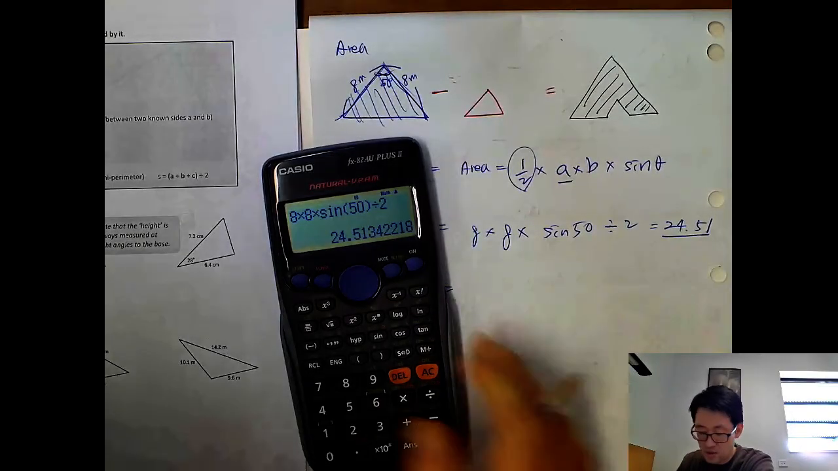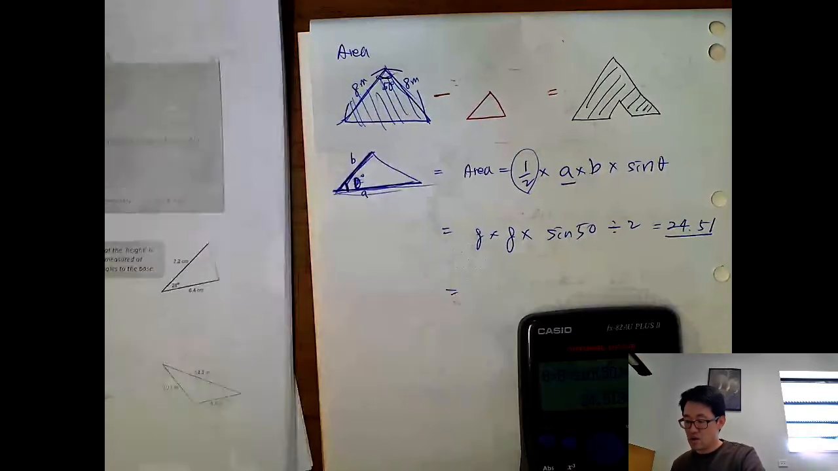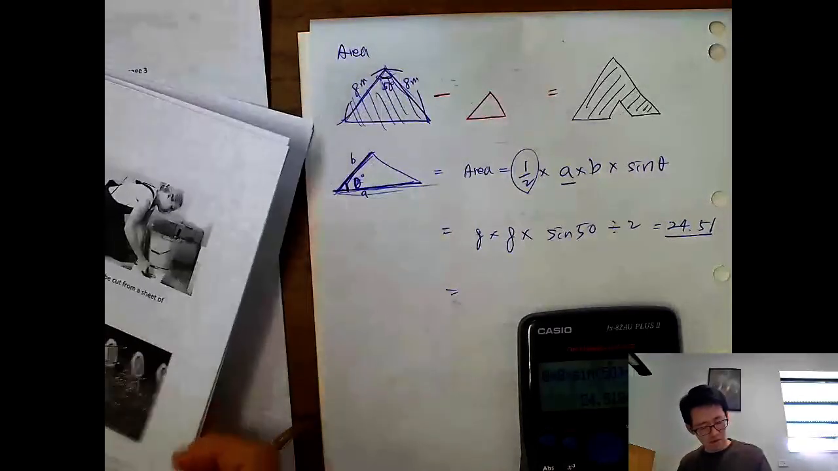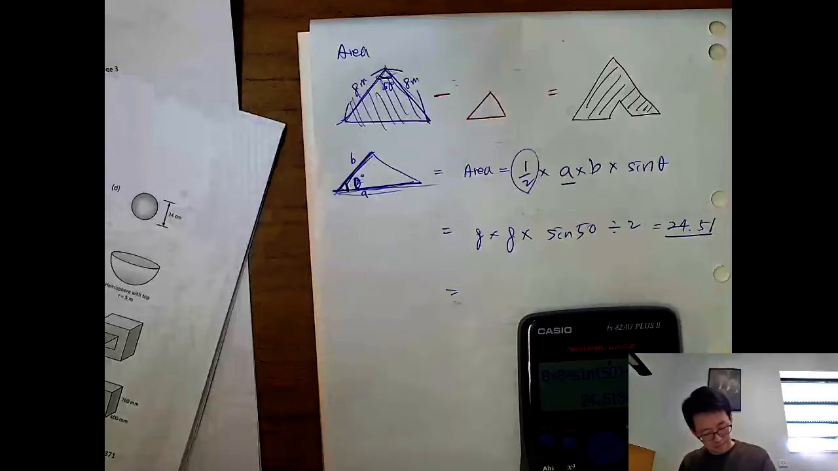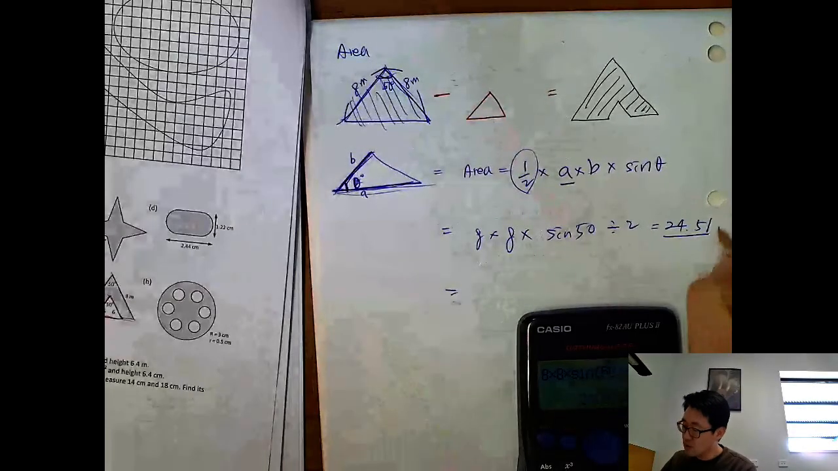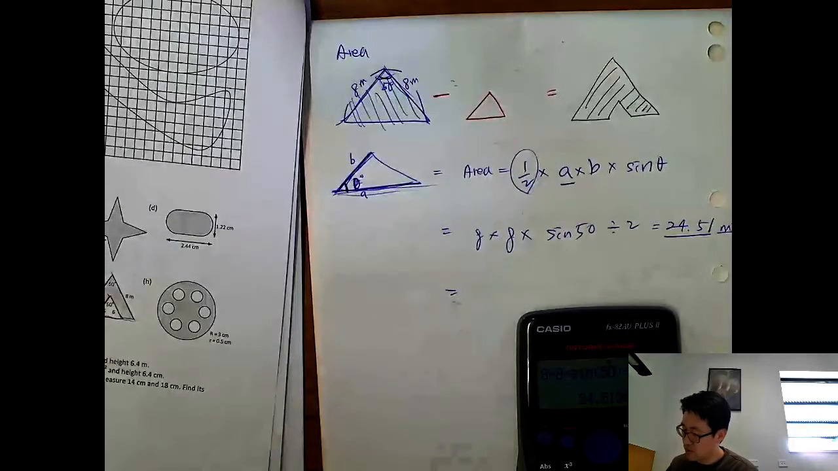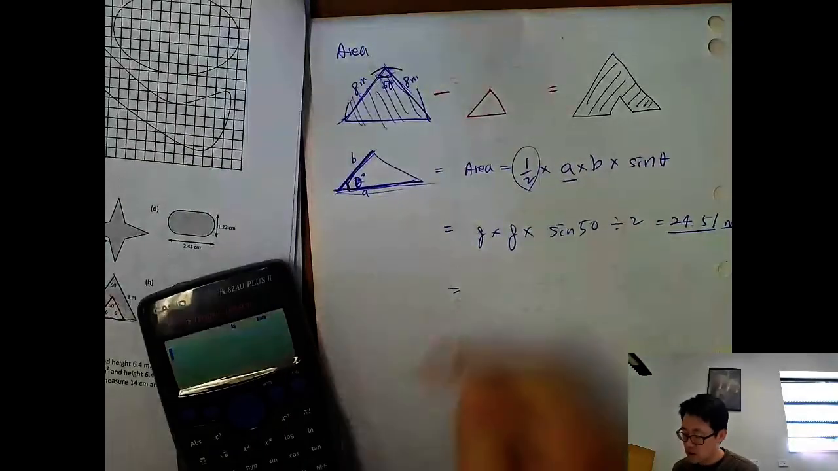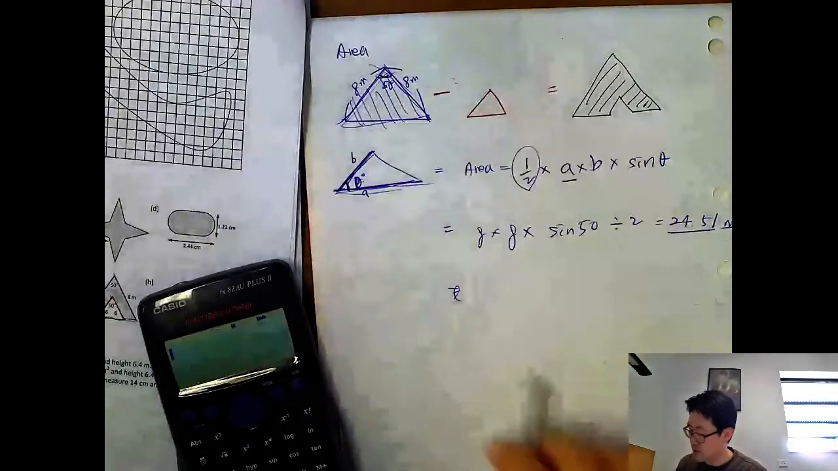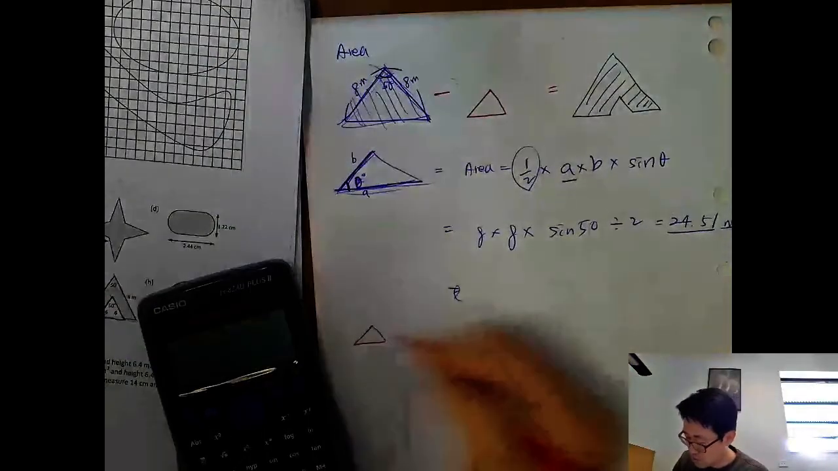24.51. Okay, and that's unit, I said meters? I wrote a meter. I don't think that's meter. Oh, this meter. Yeah. Square meter. Meter square. Okay. So I get the area of the big triangle. Let's try to do smaller triangle.